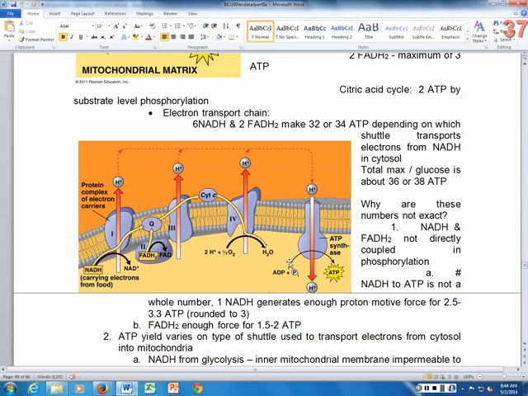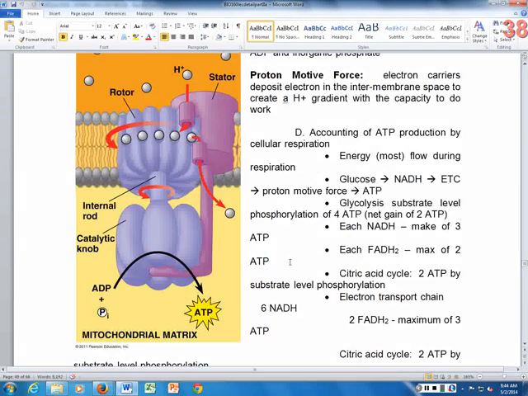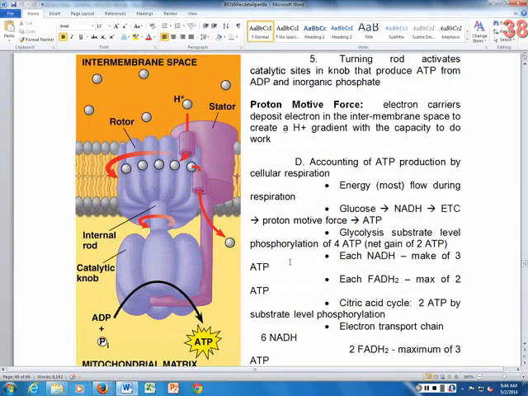So the more electrons you have, the more protons over here, the more ATP you get to make. And when this comes through, they've actually looked at it on a microscopic level. How they looked at this to determine that it works this way, I don't know. I think it's pretty amazing that we can figure this out, though.